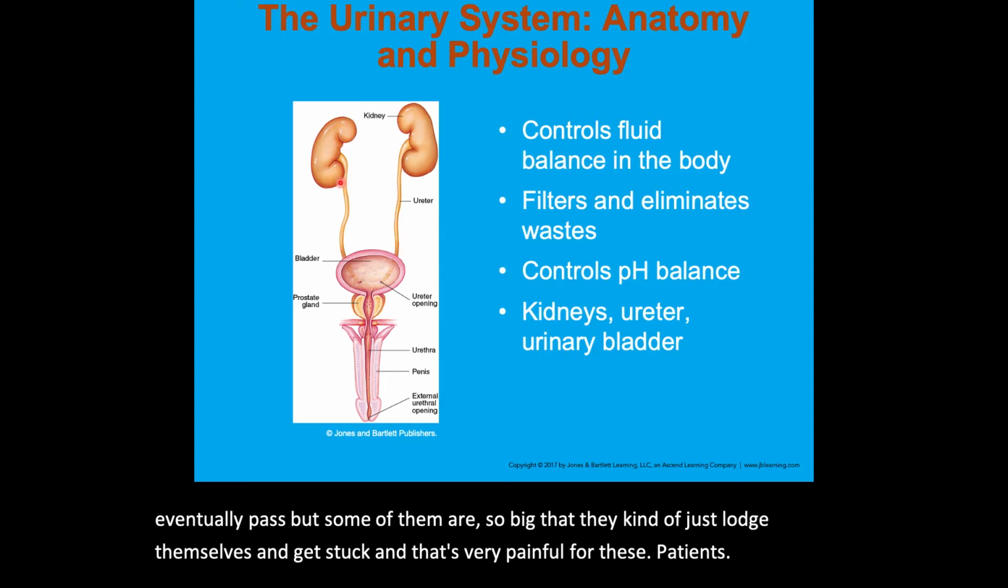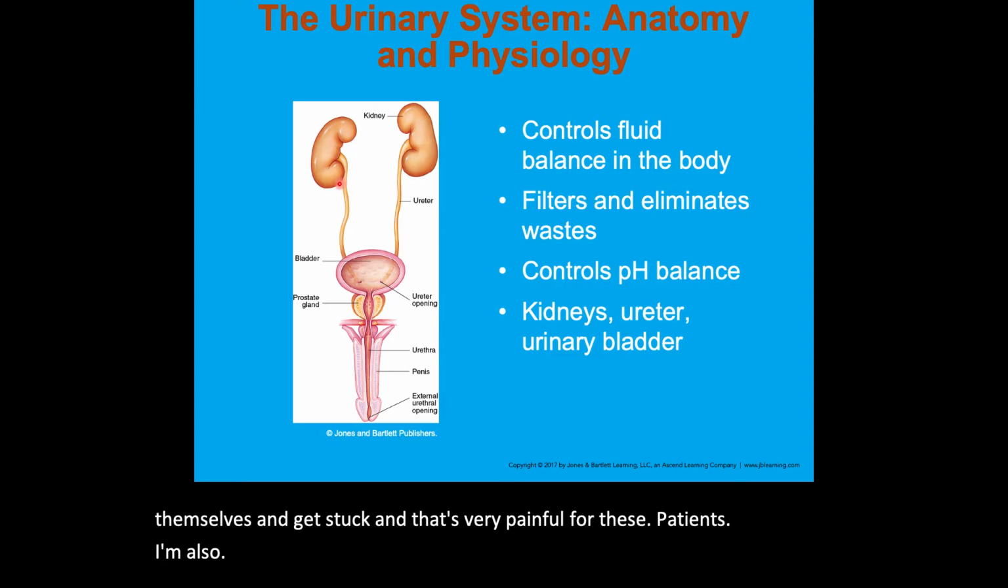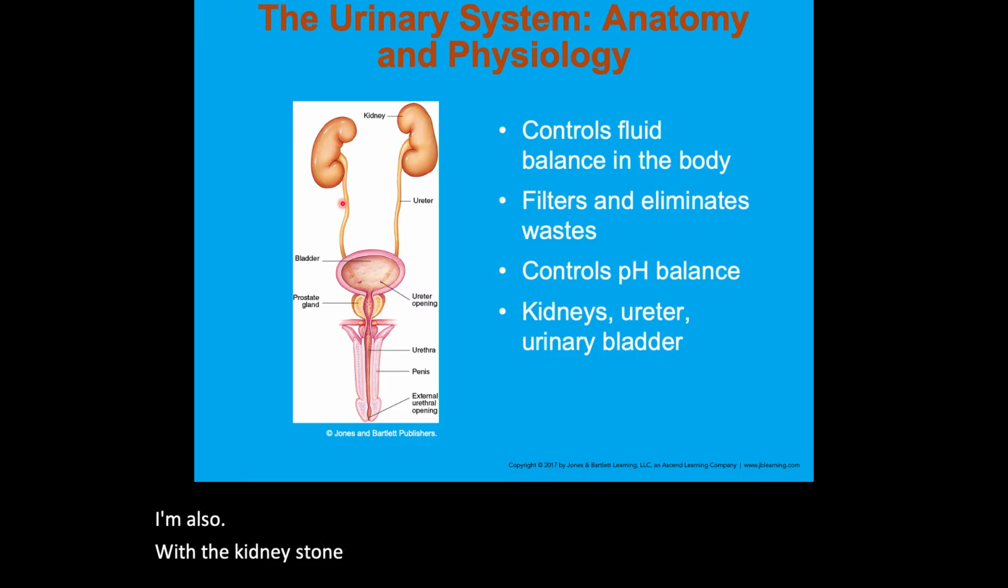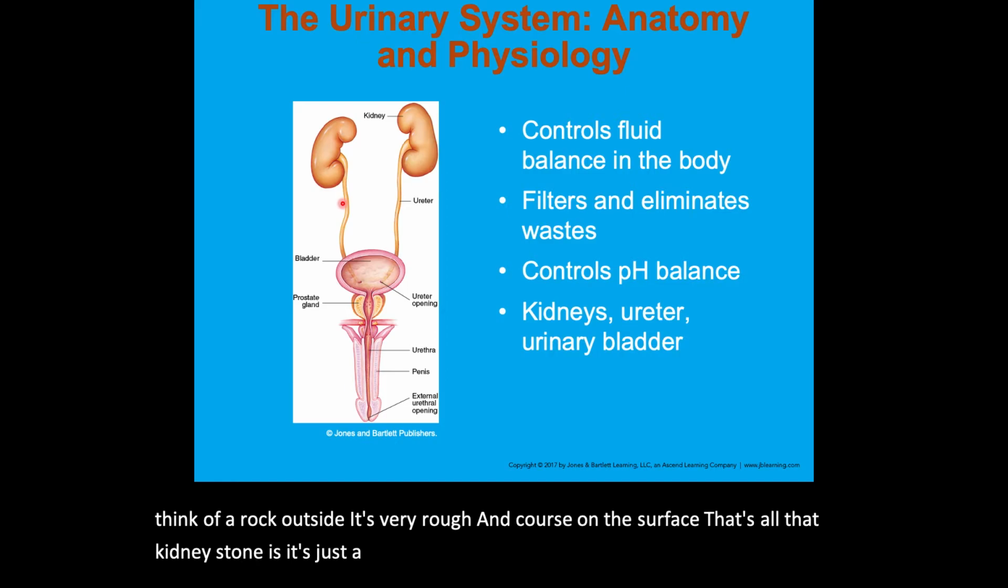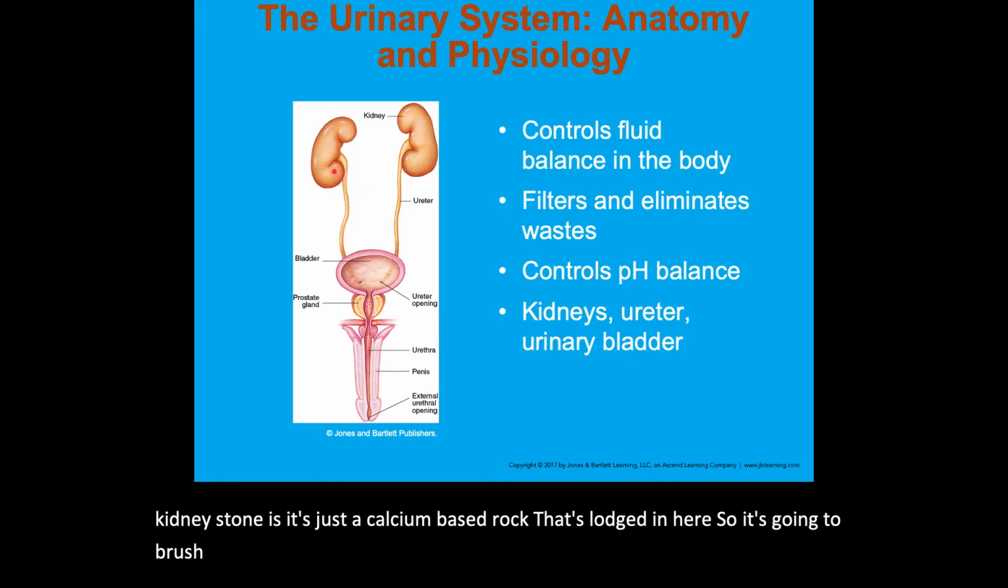Also, with the kidney stone, you'll experience some blood in your urine. If you think of a rock outside, it's very rough and coarse on the surface. That's all a kidney stone is. It's just a calcium-based rock that's lodged in here. So it's gonna brush up against the kidney and the linings of the ureter, which causes that bleeding to occur.